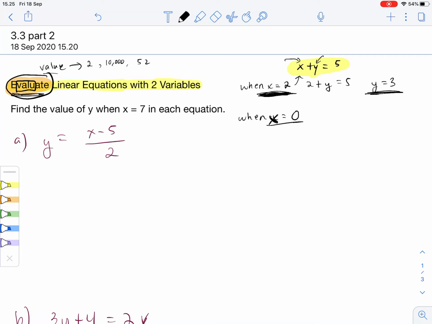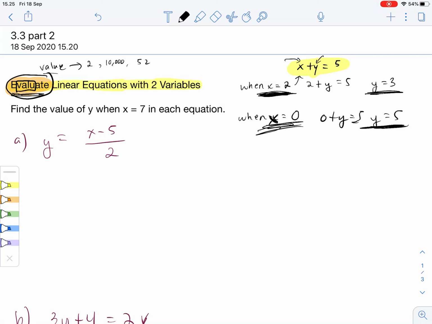If x equals 0, that means I have 0 plus y equals 5. What does y have to be? y has to be 5. Again, a corresponding y value given a previous value of the other variable.